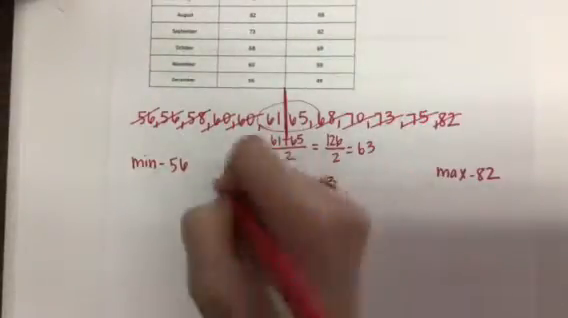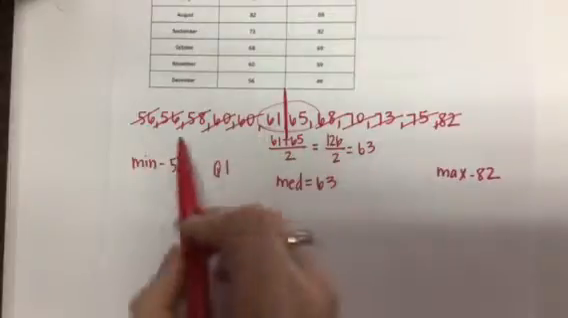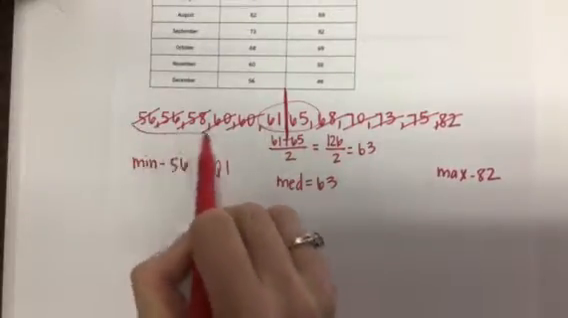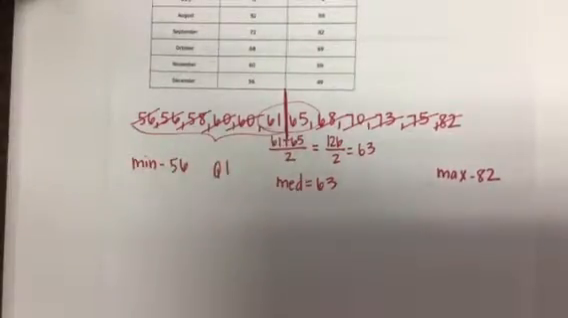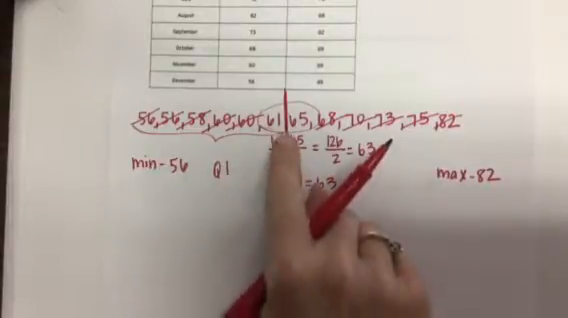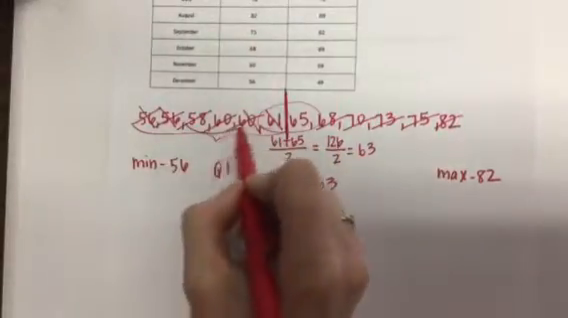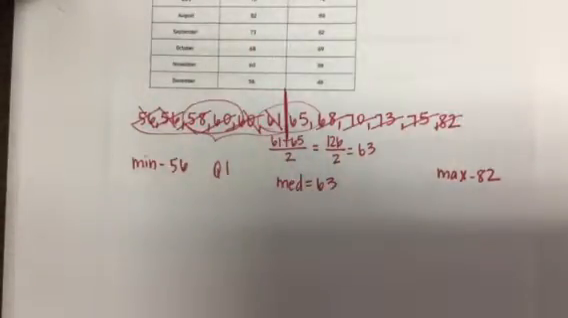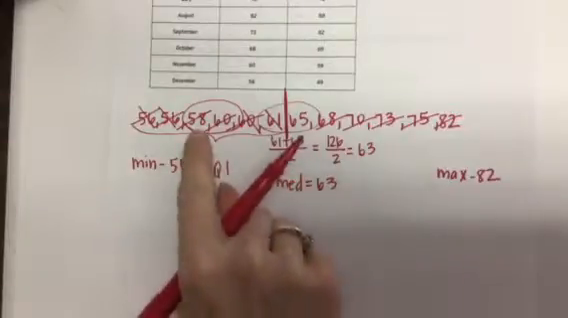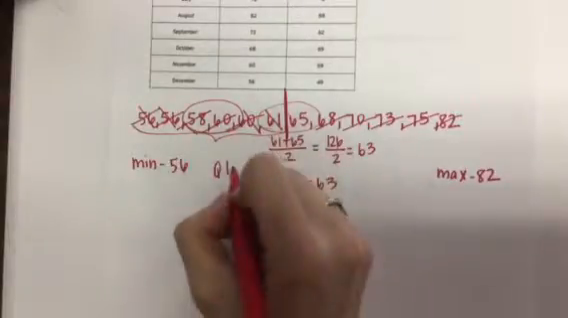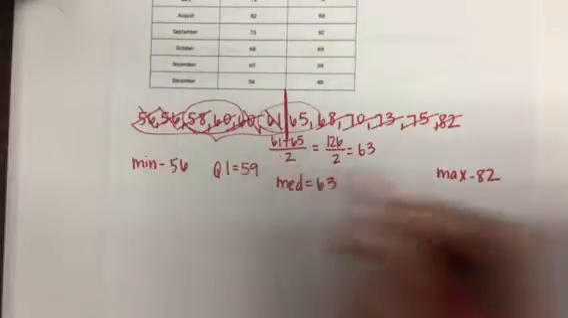And I'm going to look now for my Q1. I want to take from the minimum up to the median. I don't want to include that median though. And once again, I'm going to start crossing off one from the low end, one from the high end until I reach the 2 numbers that are in the middle. And I know that right in between 58 and 60 is the number 59.